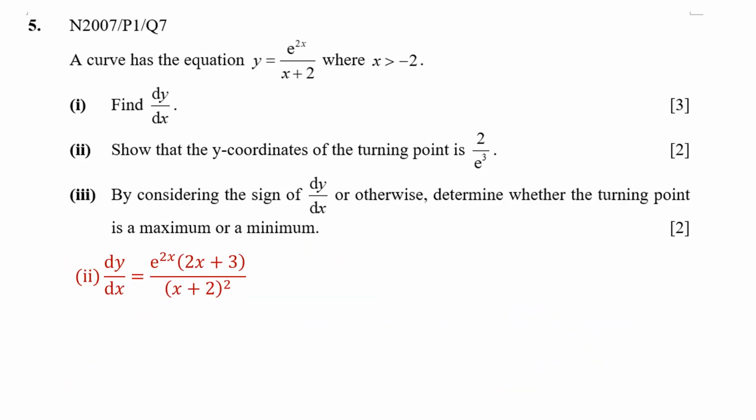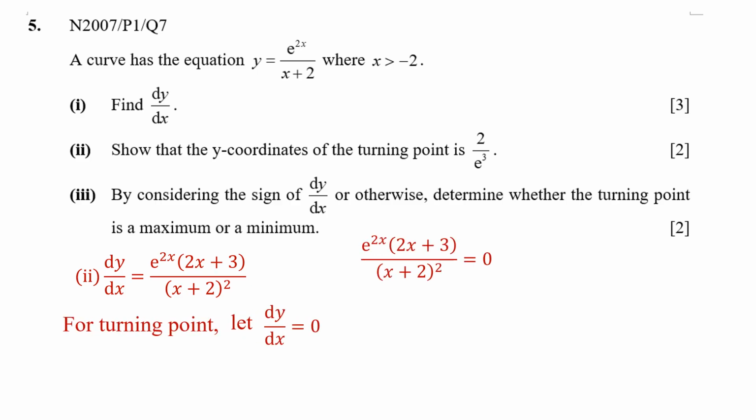Okay, so for part 2, we are asked to find the y coordinates of the turning point. Basically, a turning point is just a stationary point. It means your dy/dx equals 0. So we're going to let dy/dx equal 0. If we cross multiply, you see that this will be gone because you're multiplying with 0 to give you 0. So you're left with only 2 to the power of 2x times (2x plus 3) equals 0.